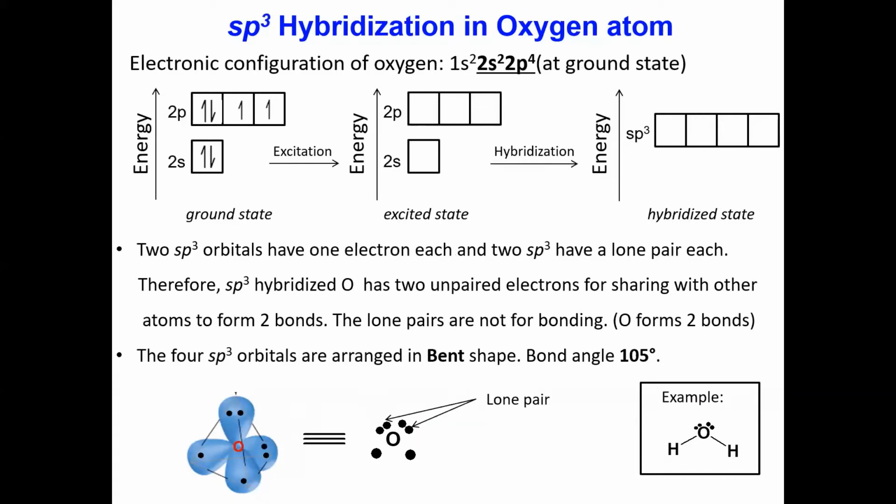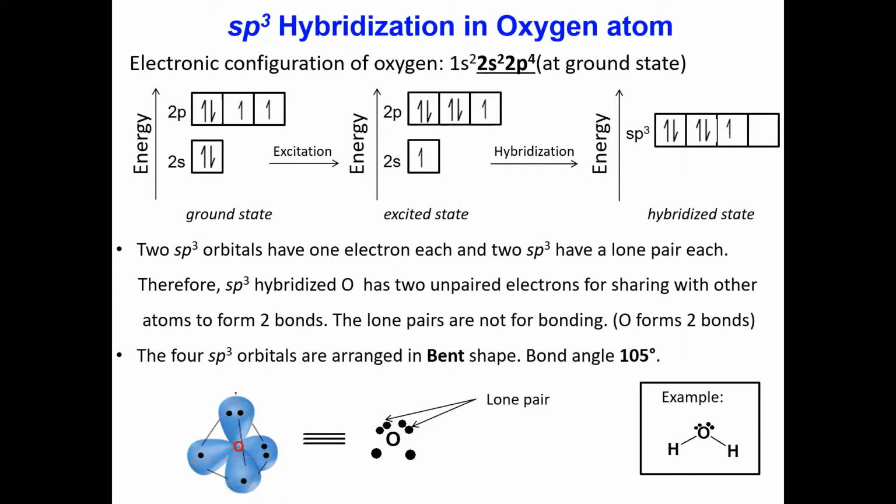Next, we have sp3 hybridization in the oxygen atom. The electronic configuration of oxygen at the ground state is 1s2, 2s2, 2p4. Okay, so for the valence electrons, it will be 2s2 and 2p4 over here. And during the excited state, one of the electrons gets excited and is promoted up to the 2p orbitals. So you will get 2 lone pairs in the 2p orbitals and 1 electron in one of the 2p orbitals. And these 4 orbitals will undergo mixing or hybridization to form 4 sp3 orbitals.